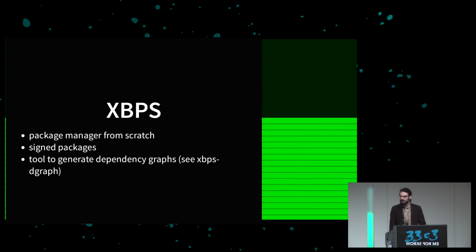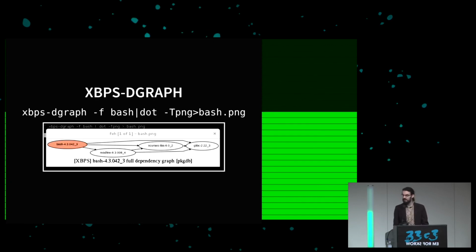Also, we have a very neat tool which is called XPPS dgraph. XPPS dgraph is a tool where you can just generate dependency graphs of your favorite packages. This graph is actually outdated because we started to link bash statically as some readline update screwed up something.